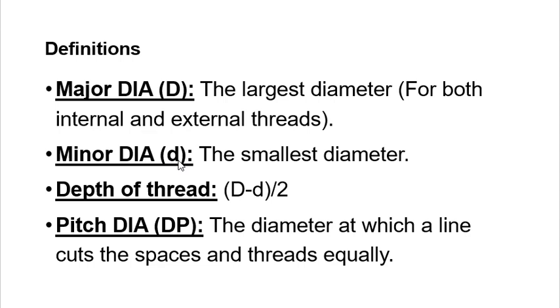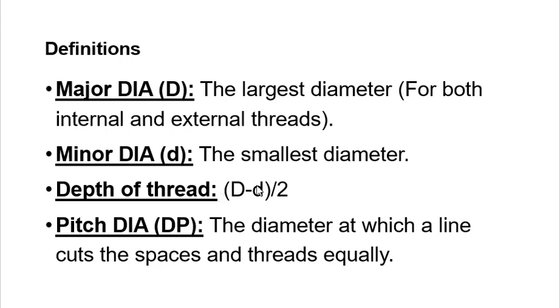Minor diameter, little d. See that? Minor, of course, is your smallest diameter on your screw. The thread depth means how deep your threading is going to be: major minus minor diameter, divided by 2. That's just a general definition.